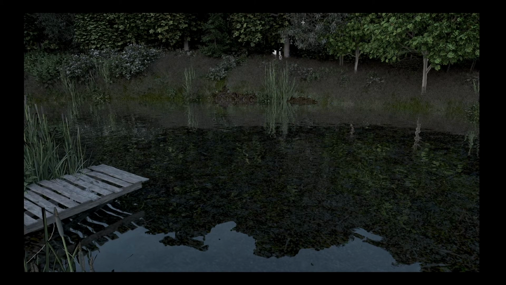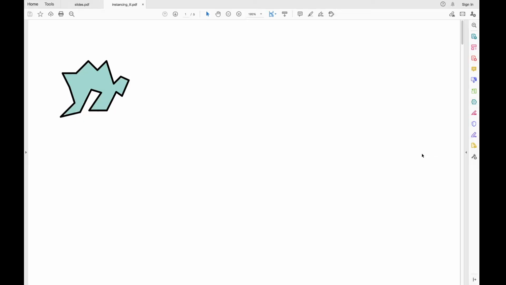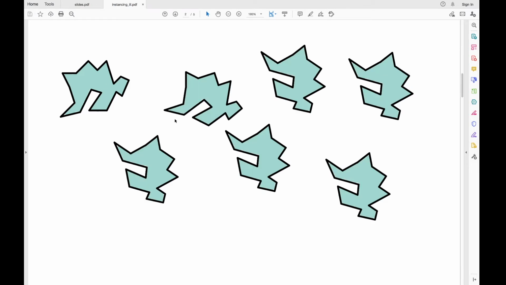And instancing would basically just work as follows. Just imagine that we have our relatively complex geometry. Imagine that this is a leaf or something, and the leaf is comprised of a bunch of vertices. And we now want to replicate that leaf. We will distribute that same leaf over our 3-dimensional scene.